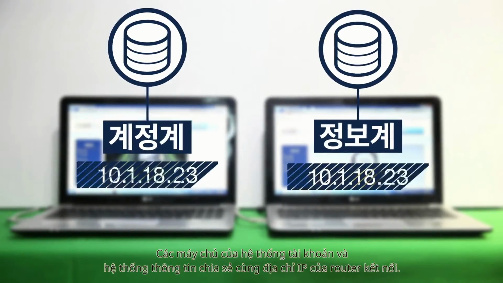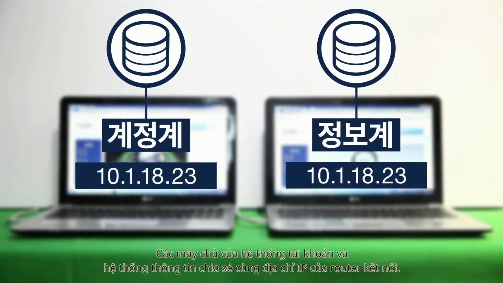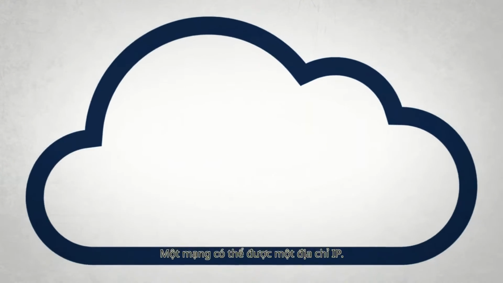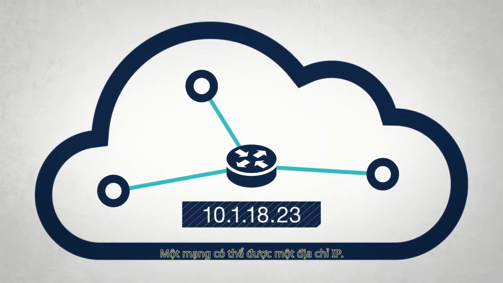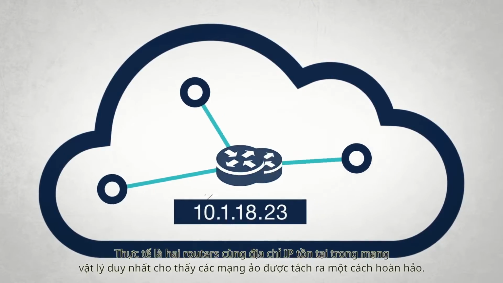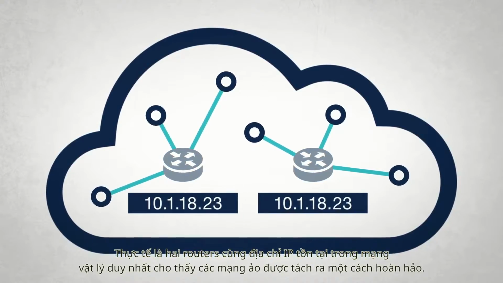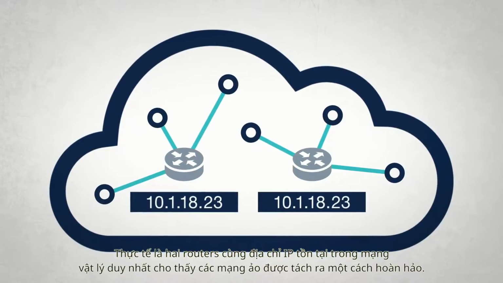The account and information system servers share the same IP address of the connected router. One network can obtain one IP address. The fact that 2 routers with the same IP address exist in a physically single network shows that the virtual networks are perfectly separated.